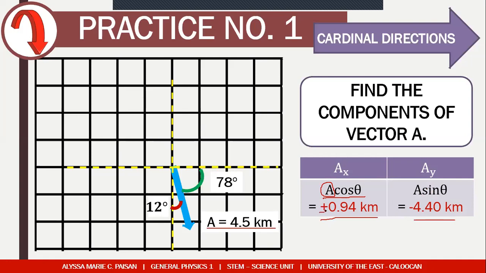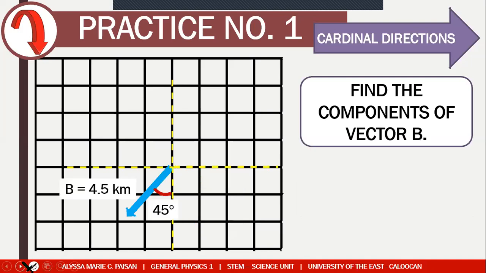Now, why is it that the a sub x is positive and the a sub y is negative? The reason, if you may recall, is because our vector A is located at the fourth quadrant. And in the fourth quadrant, the x coordinate is positive while the y coordinate is negative. Those are the basis for our positive and negative signs.